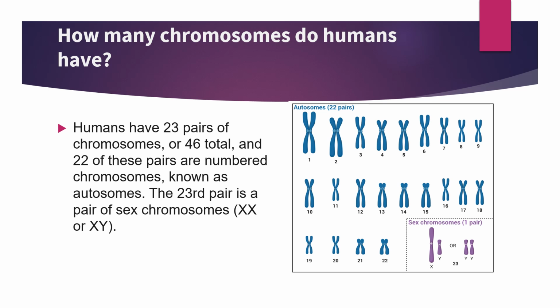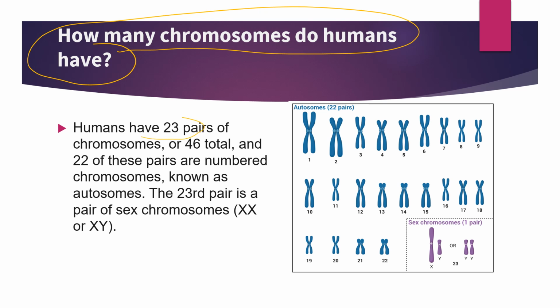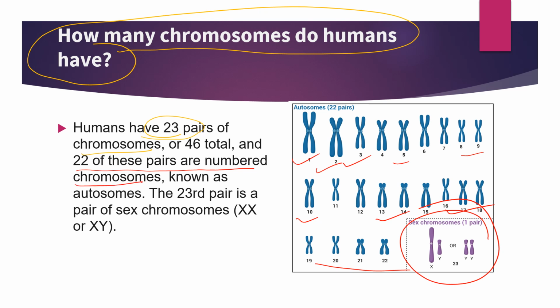The next question which comes to our mind is how many chromosomes humans have. Humans have 23 pairs of chromosomes, out of which 22 pairs are autosomes and one pair is the sex chromosome. You can see the numbered chromosomes from 1 to 22, known as autosomes, and the 23rd pair is the sex chromosome: XX in a female and XY in a male. So whether we are male or female is determined by the sex chromosome present in our body.